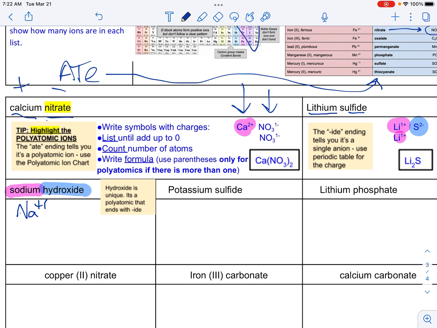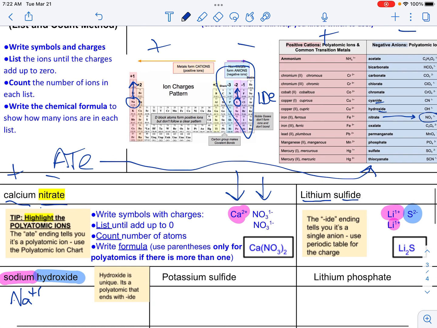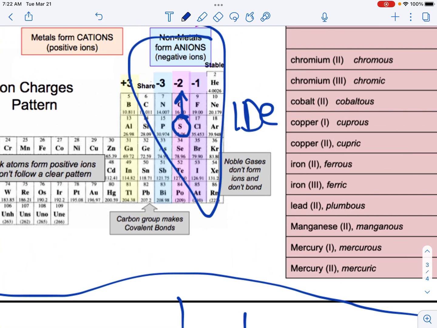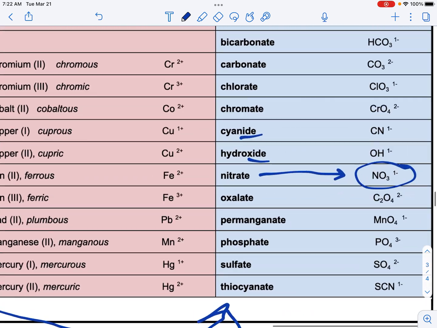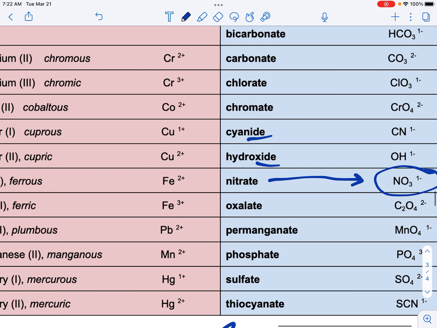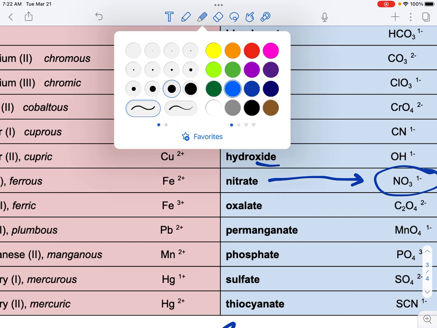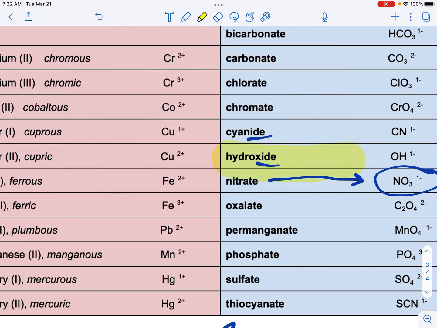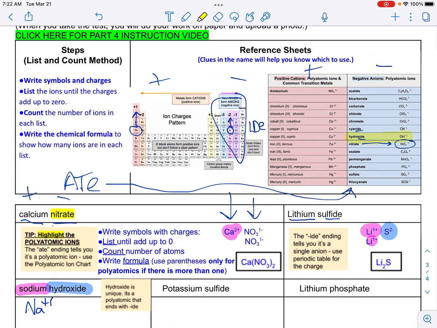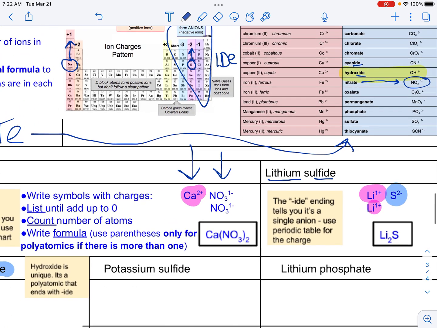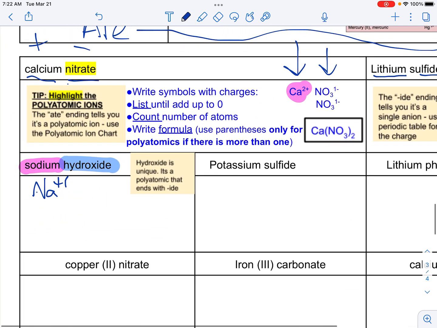Now the next word, hydroxide. You should remember that one. Try to memorize it, because that ide ending is going to confuse you and make you think you're looking over in this corner. But remember, that's the only polyatomic, or one of only 2 that ends in ide. So here is hydroxide, and it's OH-1. And you see it has hydro, like hydrogen, and ox, like oxygen. So that might help you remember too. So I'm going to put OH-1.